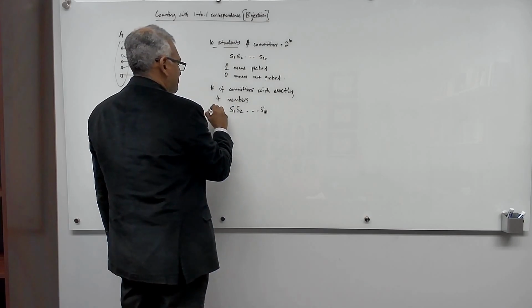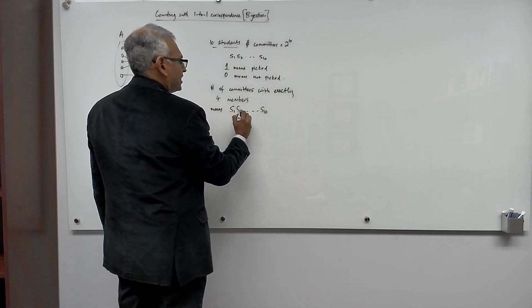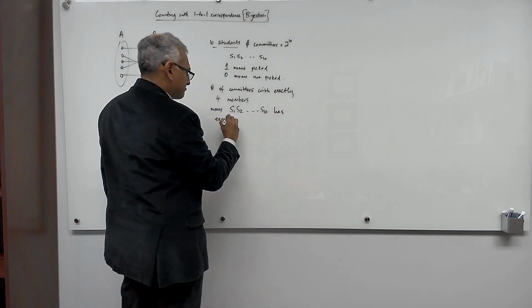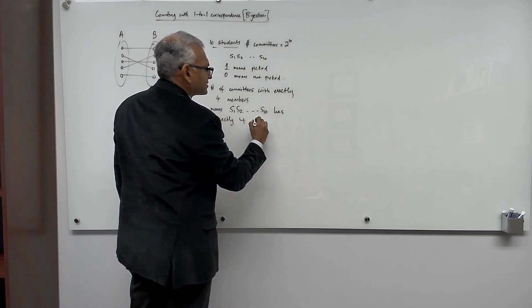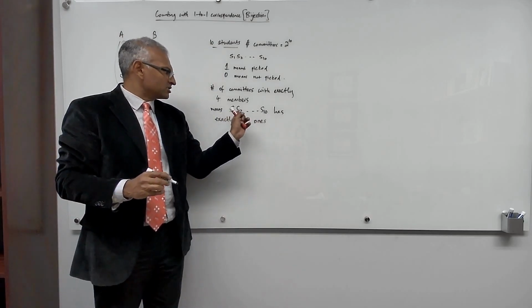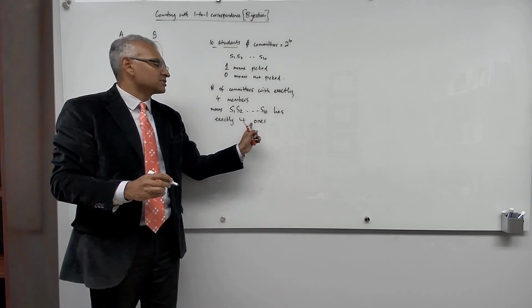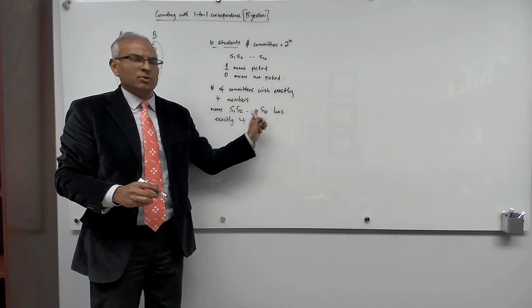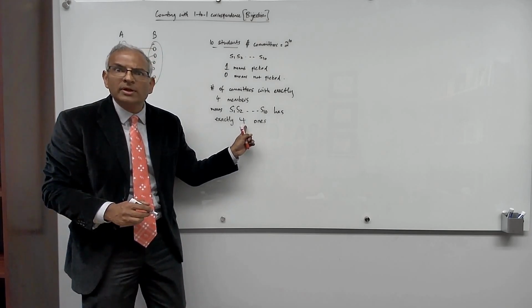This means S1 up to S10 has exactly 4 ones. Okay, so this is a binary sequence in which 4 students are picked, i.e. it has exactly 4 ones. But the number of binary sequences of length 10 with exactly 4 ones, we know what it is.